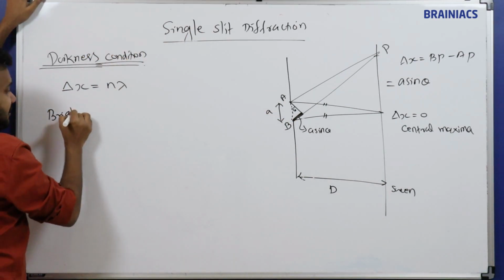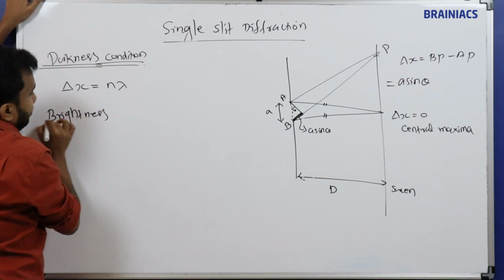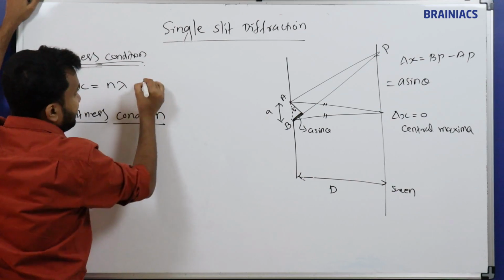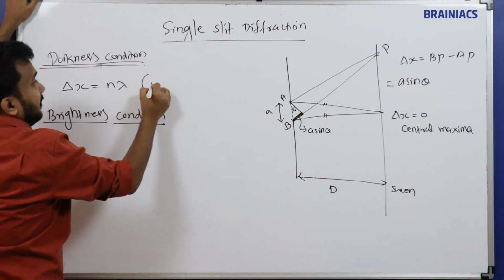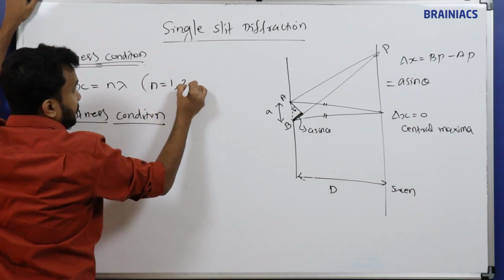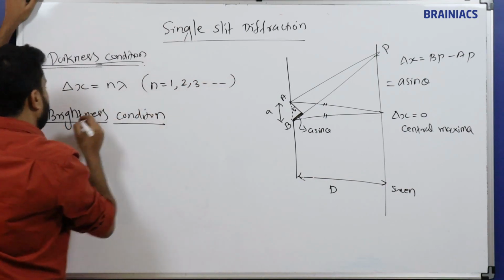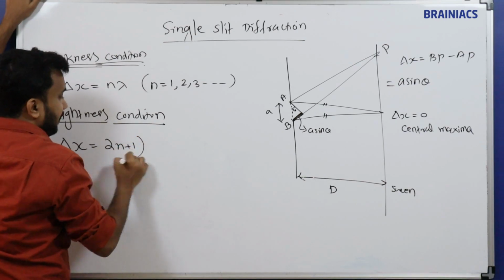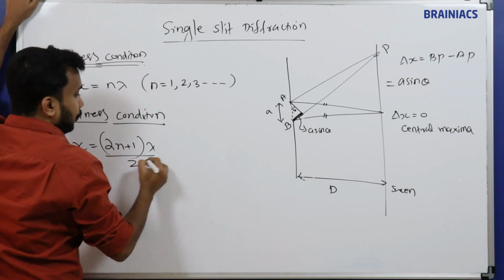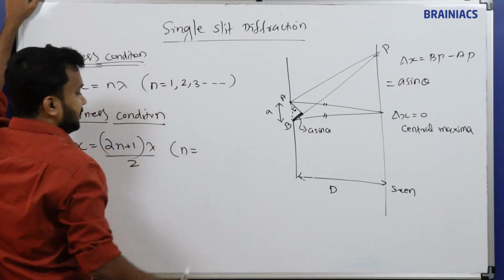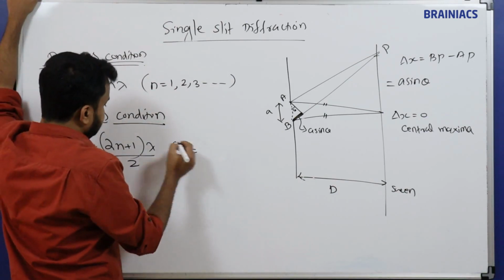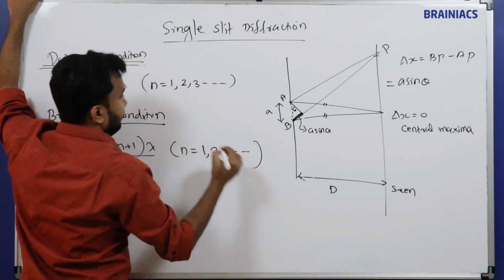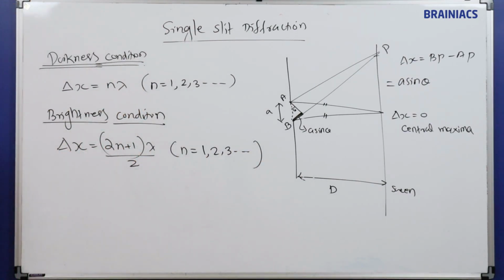Similarly, the brightness condition will be here. It's very important. n starts with 1, n starts with 2, n starts with 3. Very important: the brightness condition is delta x equal to (2n plus 1) times lambda by 2, and here n starts from 1, 2, 3 etc. So this is highly important.